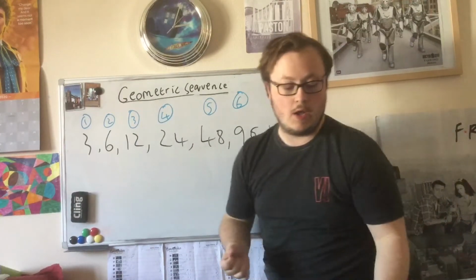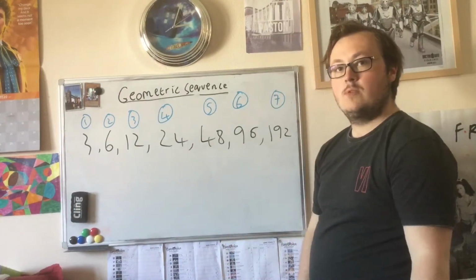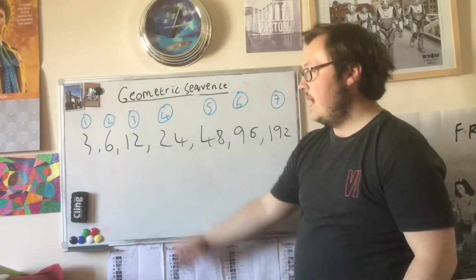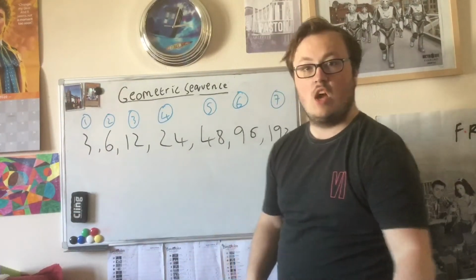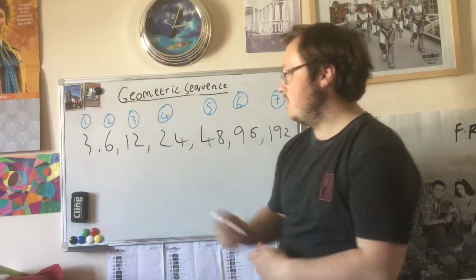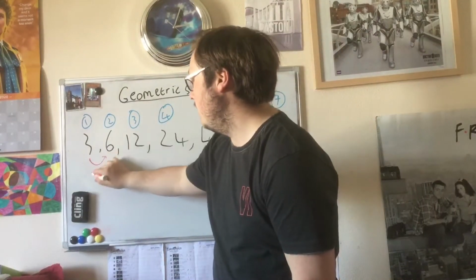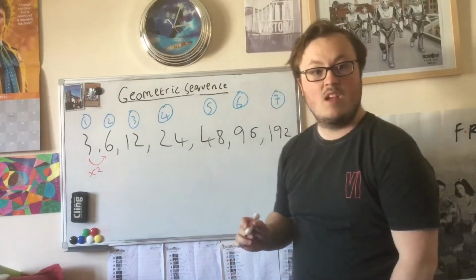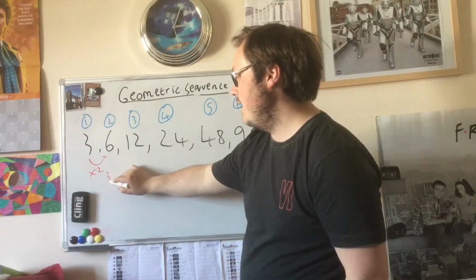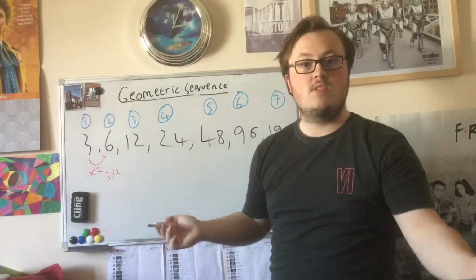How? I'll show you. Now the first thing we've got to do is look at what the first term is. It's 3. And the second term is 6. So how did you get from 3 to 6? Well, to get from 3 to 6, you multiply by 2. So the second term is basically 3 times 2.